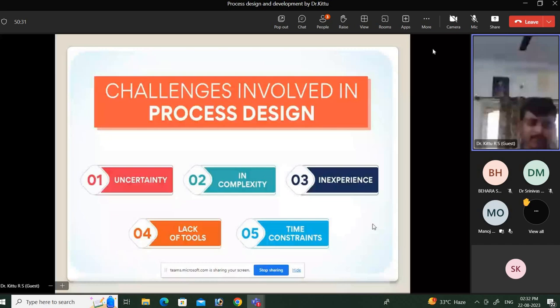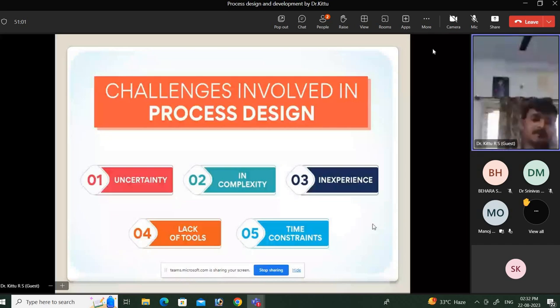And the second one is complexity. What are the problems you are facing in process design? Any kind of complexity in the process also impacts your process design. That includes the complexity within the environment, that means within the business institution, and also from external factors, that means outside the institution.